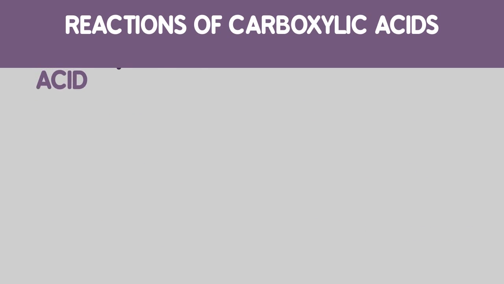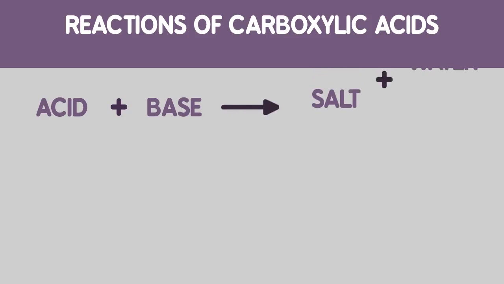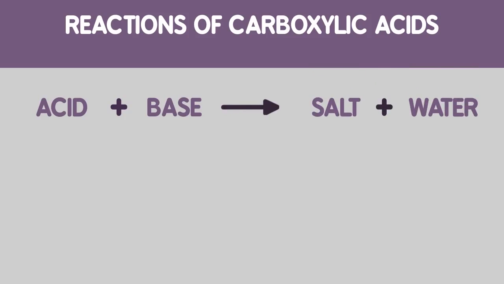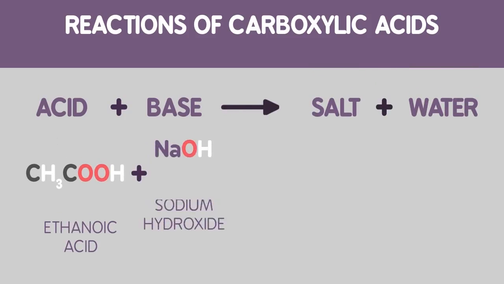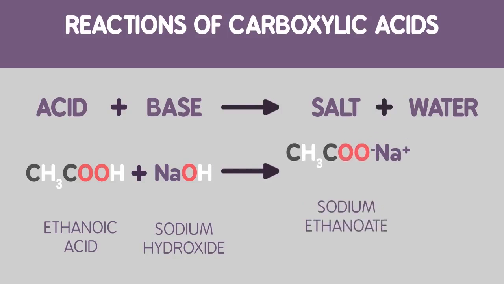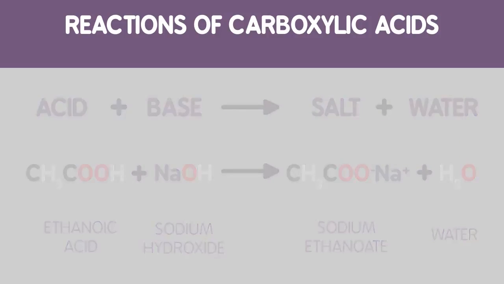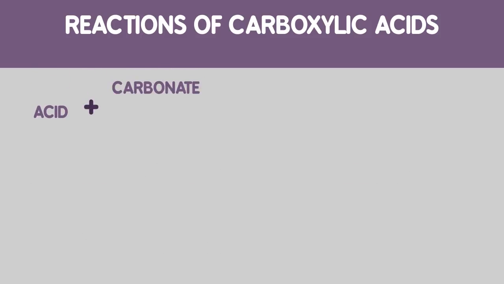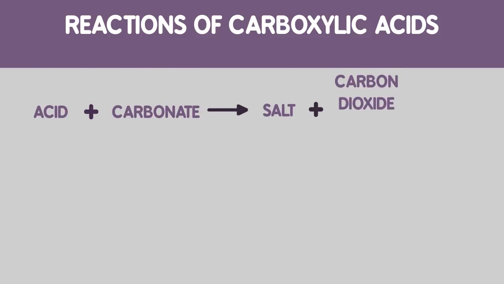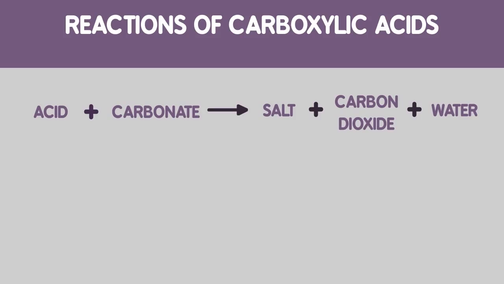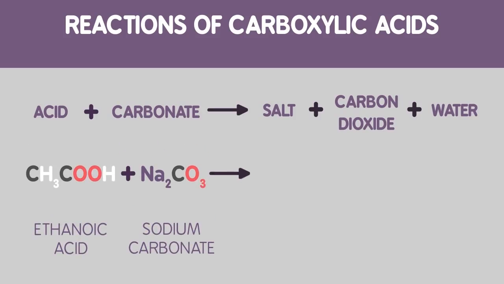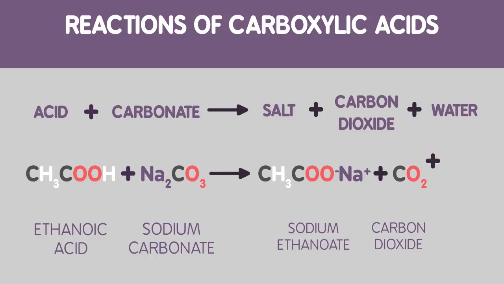Number 2, acid and base goes to salt plus water. For example, ethanoic acid and sodium hydroxide become sodium ethanoate and water. And 3, acid plus carbonate go to salt plus carbon dioxide plus water. For example, ethanoic acid and sodium carbonate to sodium ethanoate, carbon dioxide and water.